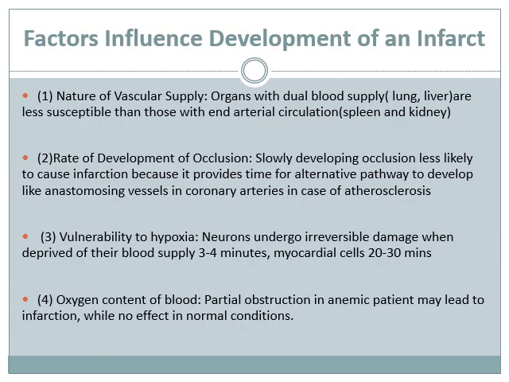Also, the nature of the vascular supply. Sometimes, as we said, we have organs with dual blood supply. Here, if we have obstruction of one of the supplying vessels, the other one will overcome the obstruction and deliver oxygen to the tissue. So organs with dual blood supply are less susceptible to infarction than organs with end arterial circulation, like the spleen and kidney.